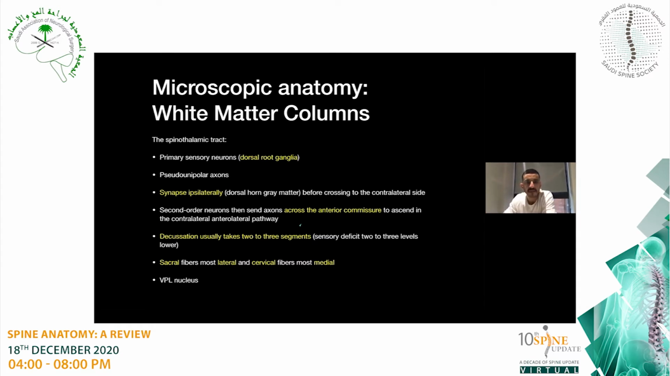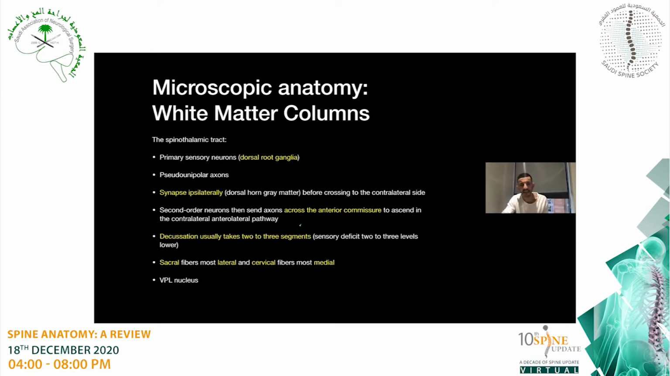It synapses ipsilaterally in the dorsal gray matter, as we said, the posterior horn, which is sensory. Then it will cross through the anterior commissure to the other side, decussating usually 2 to 3 levels up. And as we said, the sacral fibers are lateral, the cervical fibers are medial. So everything in the spinal cord, more medial is more proximal, more lateral is more distal, the sacral fibers. So this is some importance.